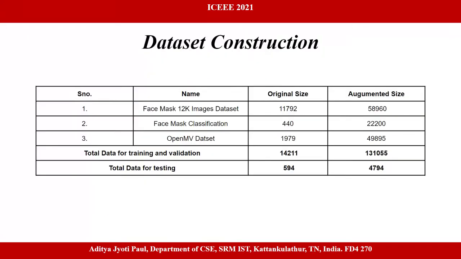Dataset construction: we use three datasets, the face mask 12K images dataset, the face mask classification dataset, and the OpenMV dataset. The OpenMV dataset was made by us. You can see the original sizes and the augmented sizes of the datasets. We obviously only use the augmented datasets without the original ones. The original ones were made to undergo certain types of augmentation, which included, but was not limited to, interpolation augmentation, which has actually been discussed in one of our prior papers. We found that it was useful in this paper as well.